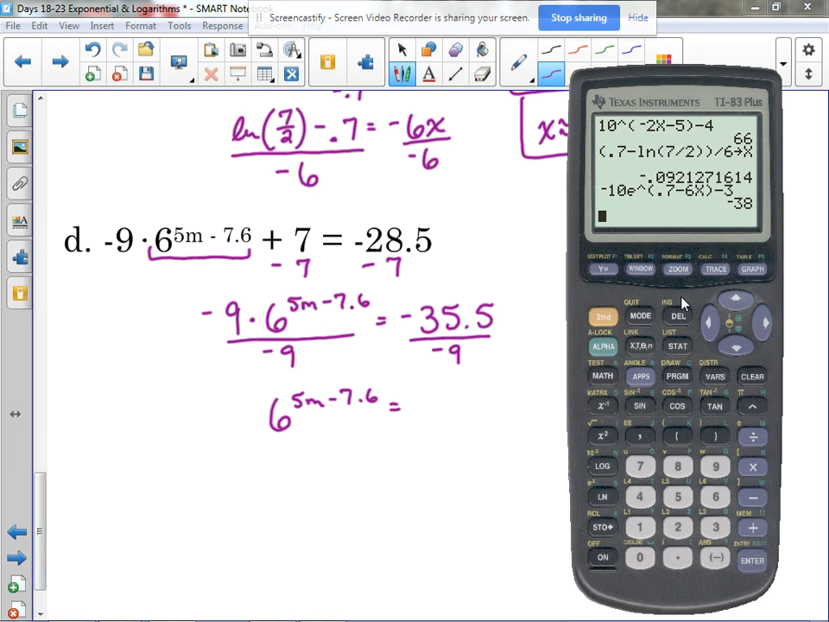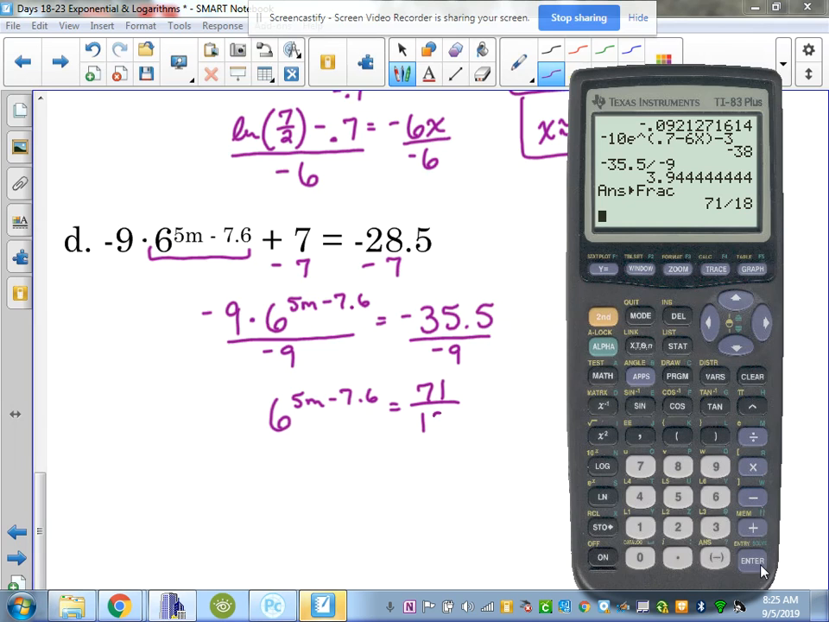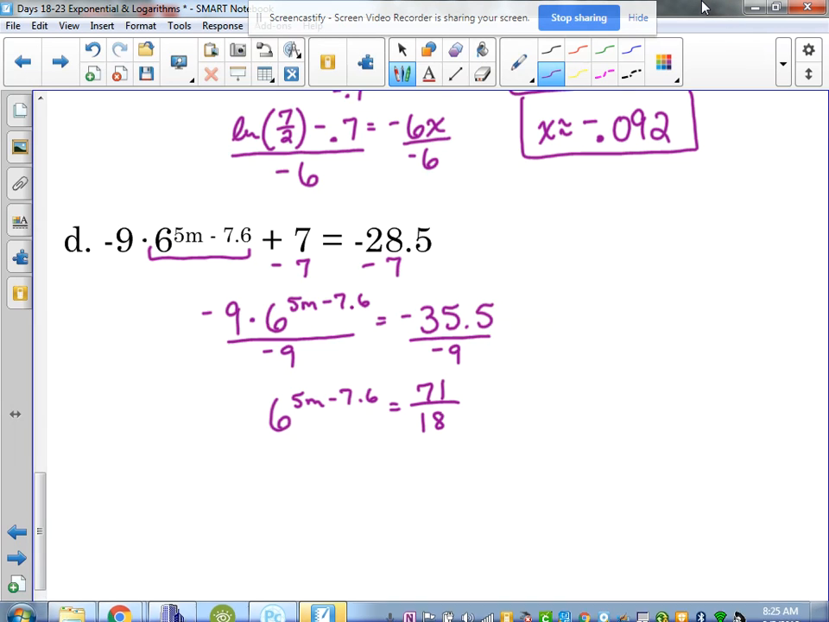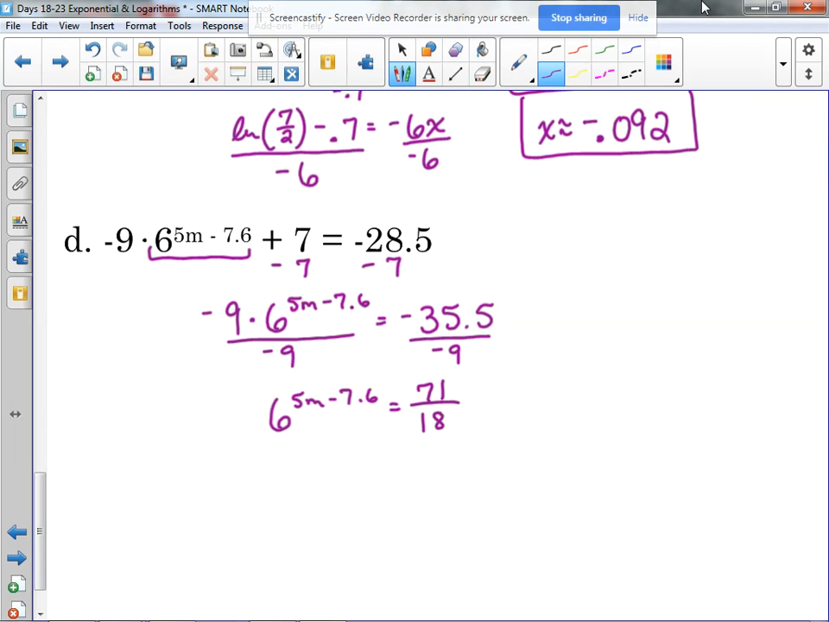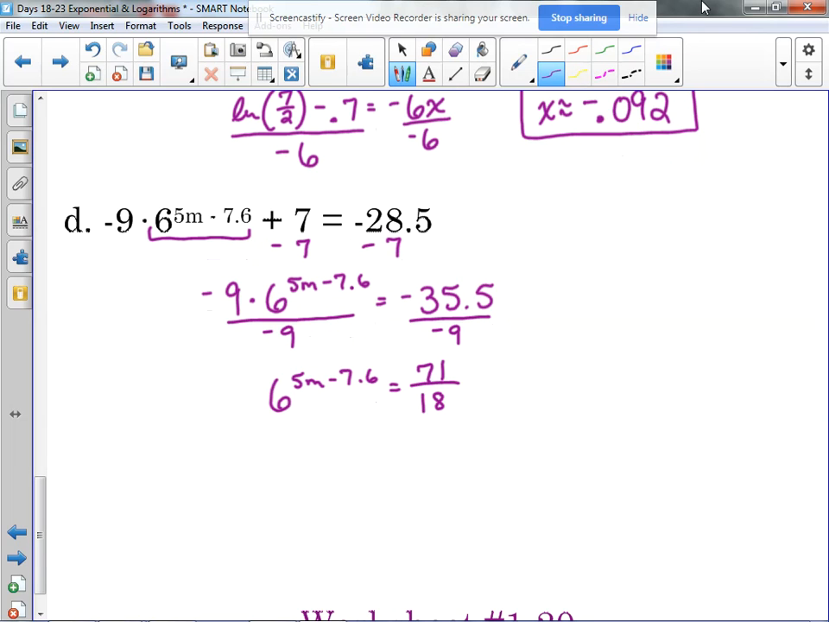I'm going to consult my calculator on this one. Will that turn into a fraction? Yes, it will. 71 over 18. Not a very pretty fraction, but a fraction nonetheless. A fraction prettier than that non-terminating decimal there. Okay, so we've achieved our goal. The exponential expression's by itself. We got to get that variable out of the exponent, so we have to go to log form.